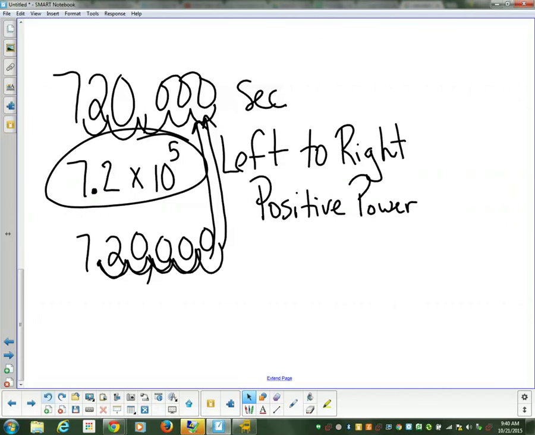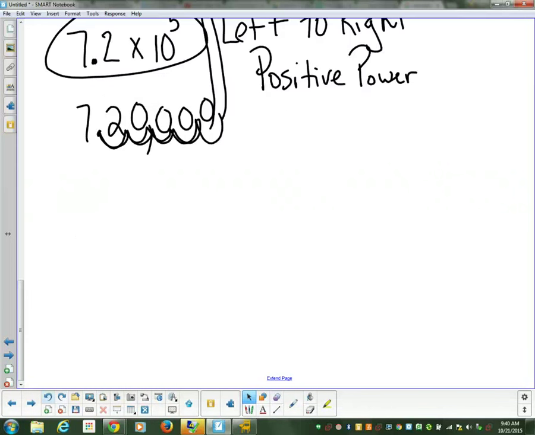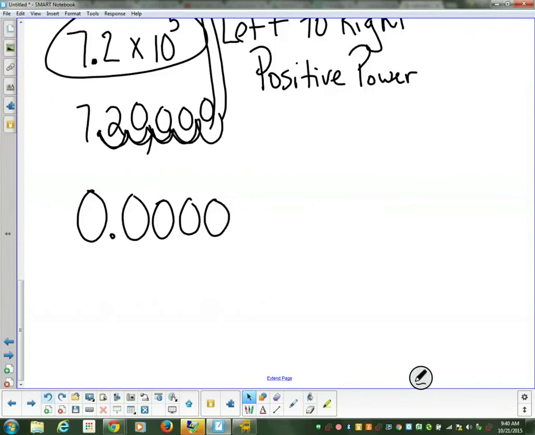Now, let's say that I was interested in seeing how fast a cheetah can run 10 yards. And let's say the number is, let's go 0.03, let's make it smaller I should say, 0.008.